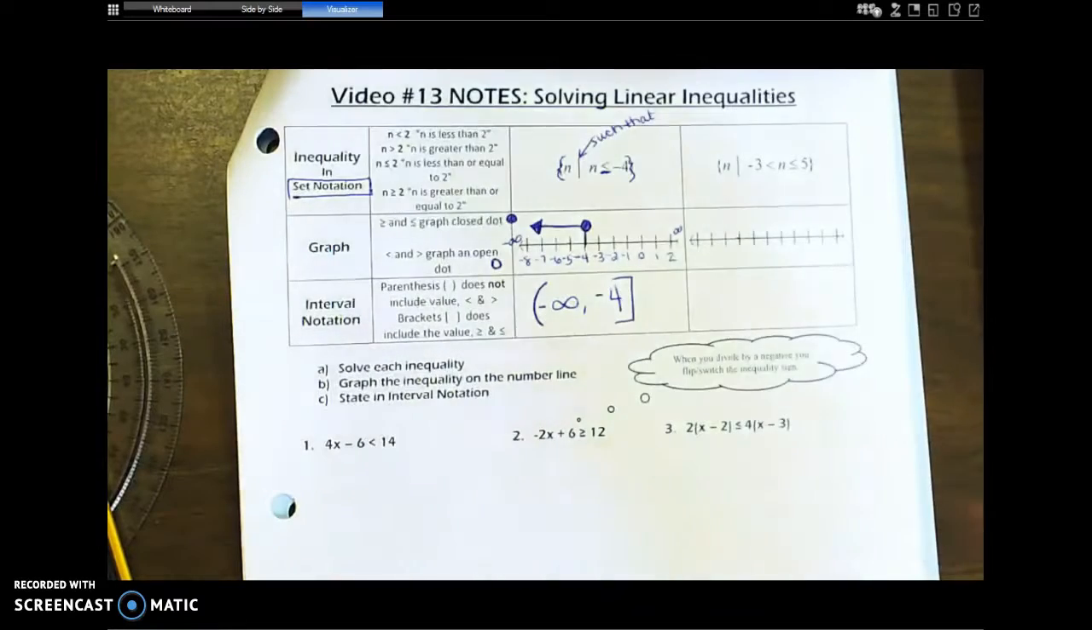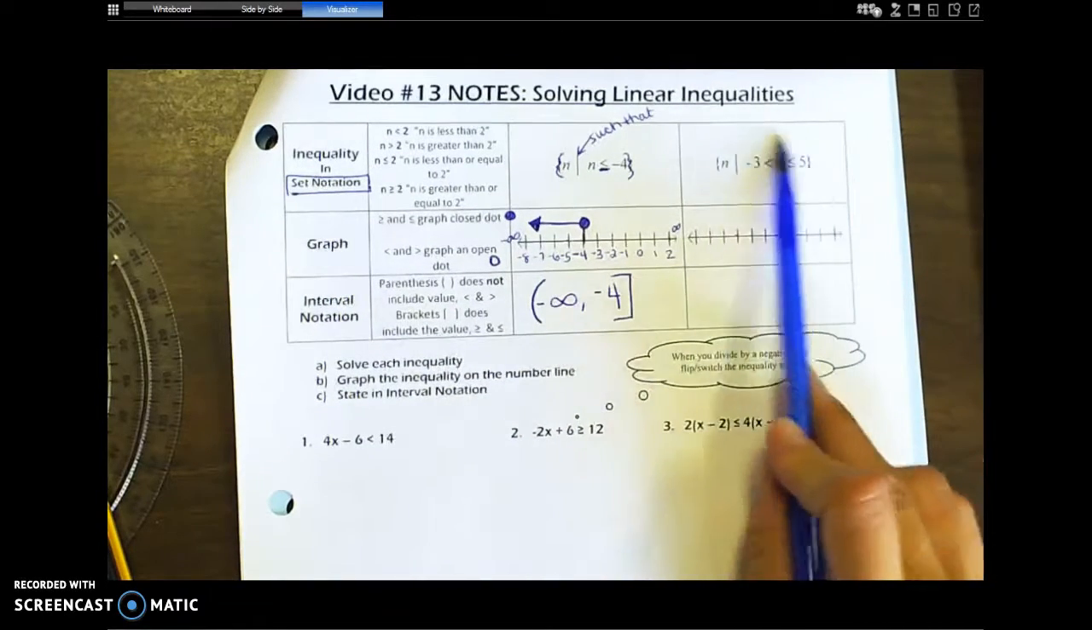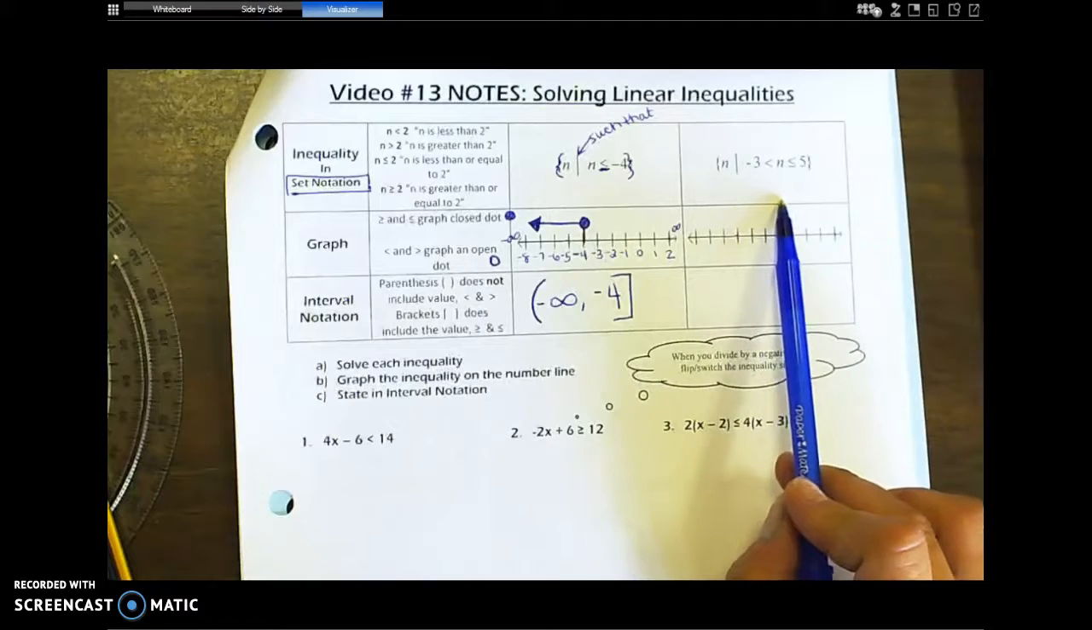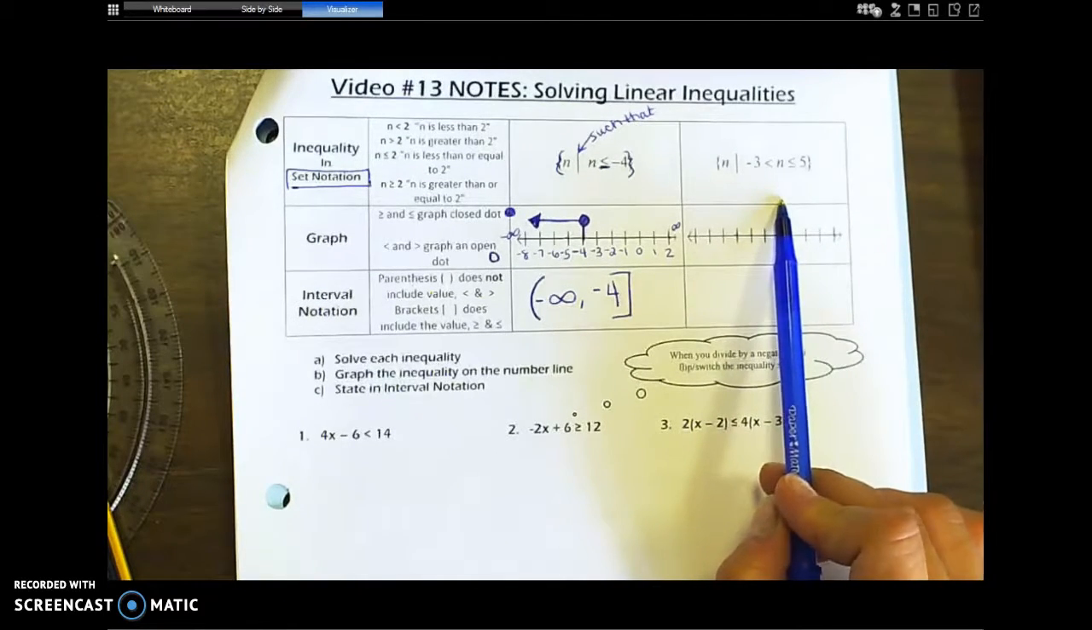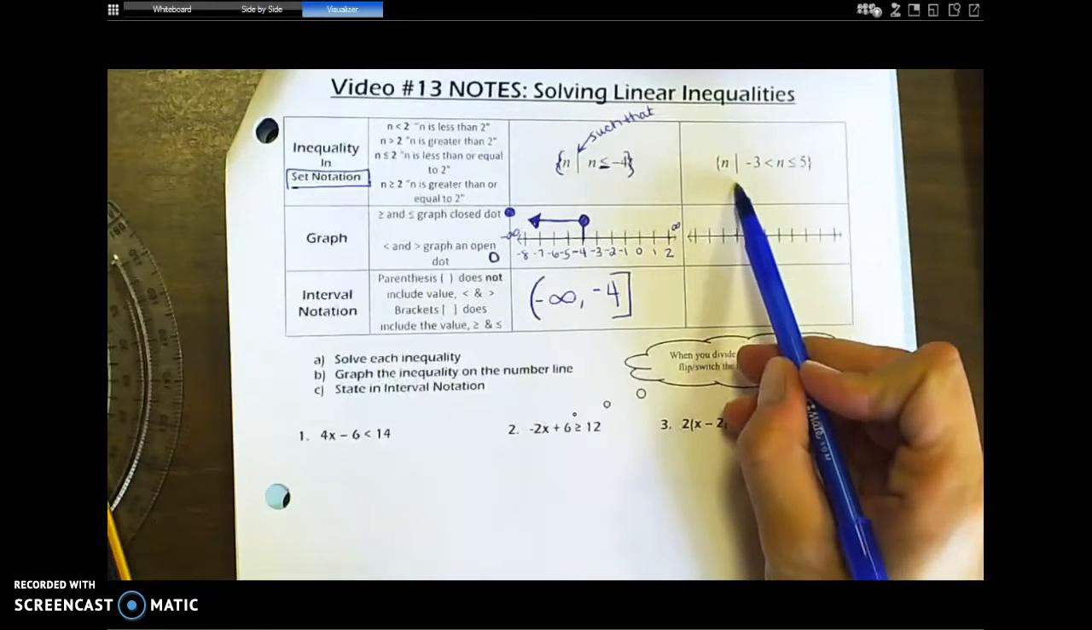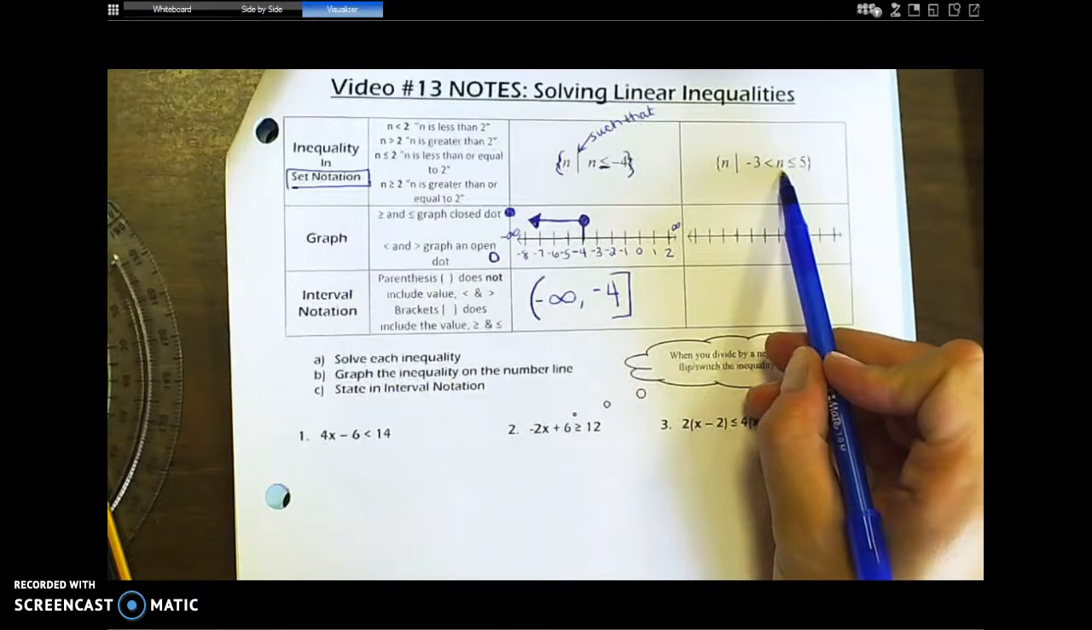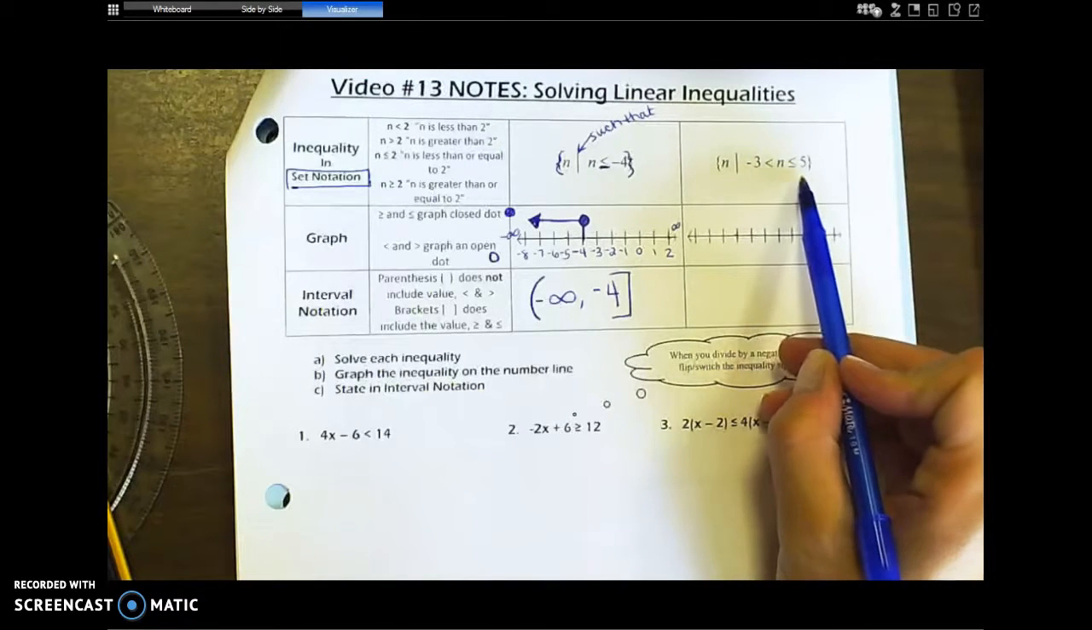Okay, let's try another one. If we take a look at this, this is what we call a compound inequality because this is n such that n is going to be in between -3 and 5.